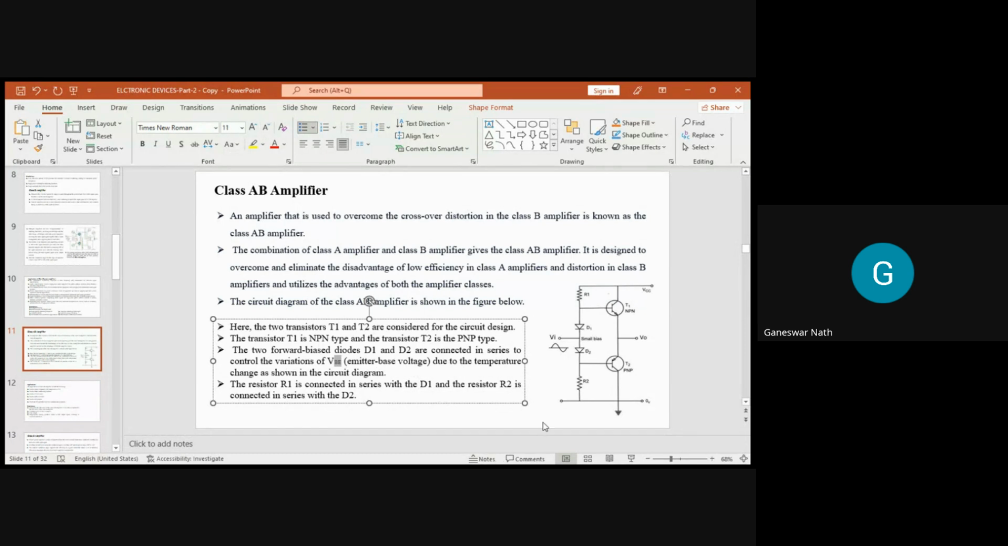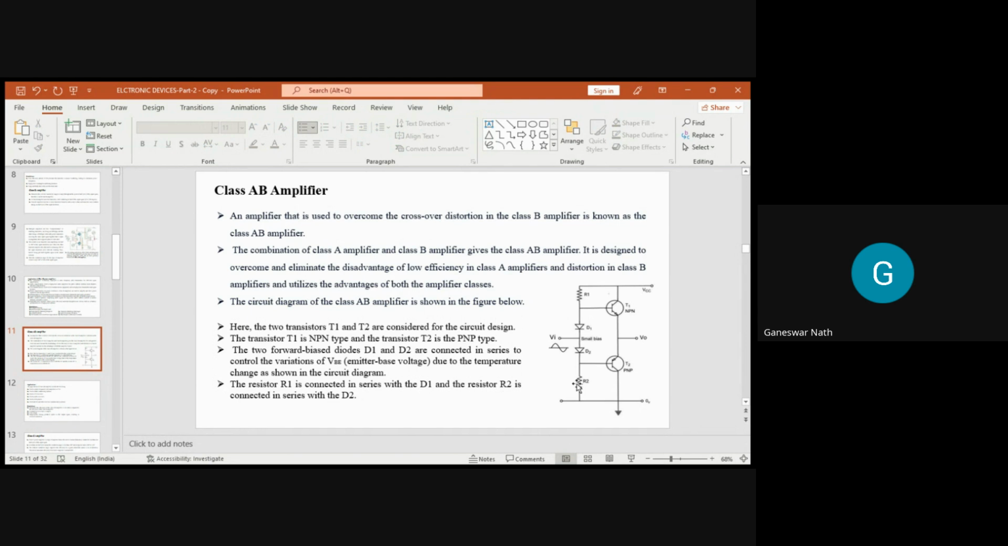You can also find the temperature change, as shown in the circuit diagram, because these two diodes are simple junction diodes, so they may also be sensitive to temperature change. Resistor R1 is connected in series with D1, and similarly resistor R2 is connected in series with D2.